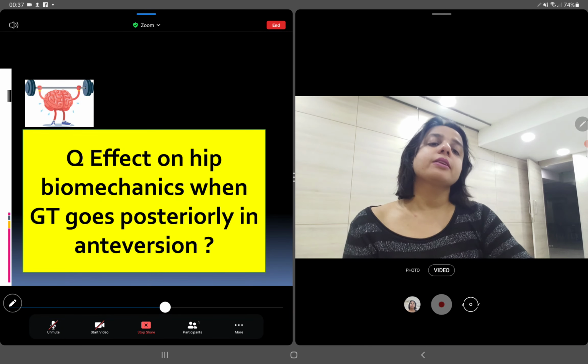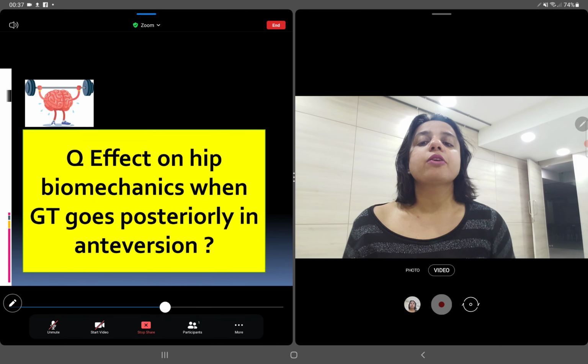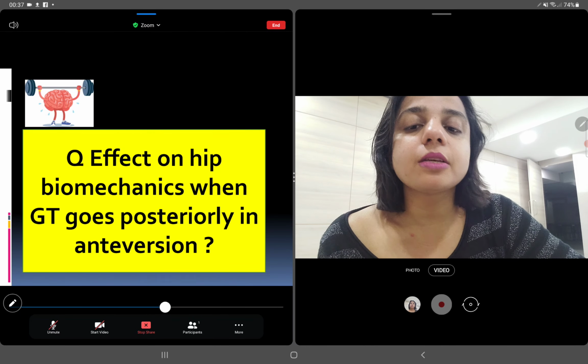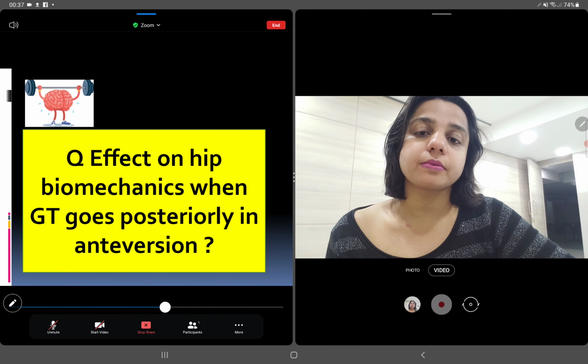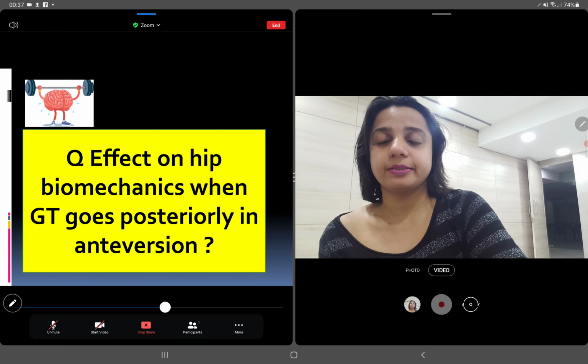Now this question is for you. What will be the effect on hip biomechanics when the GT goes posteriorly? How will hip biomechanics get affected?